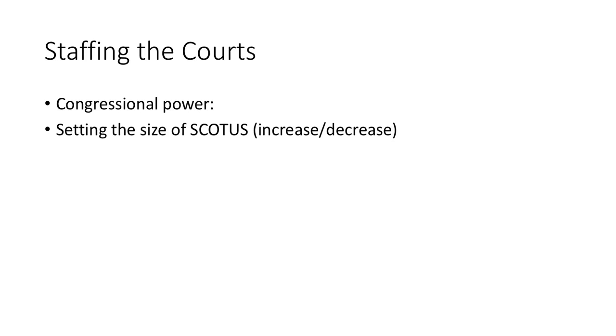So, in terms of thinking about staffing the courts, we have to look at it in a couple different ways. First, congressional power. What does Congress have in terms of the power of the courts? Well, certainly Congress can create inferior courts to the U.S. Supreme Court, but they can also set the size of the Supreme Court. Currently, we have 9 justices, but Congress can decide to either increase the court's size or, upon retirement or death or a vacancy, decide to decrease the size of the court and the number of justices.